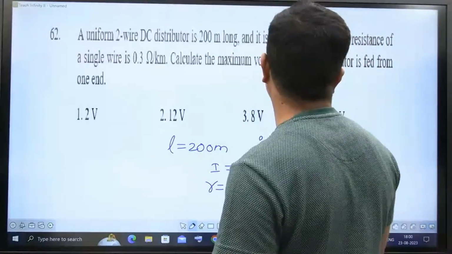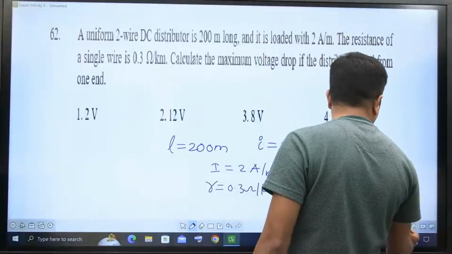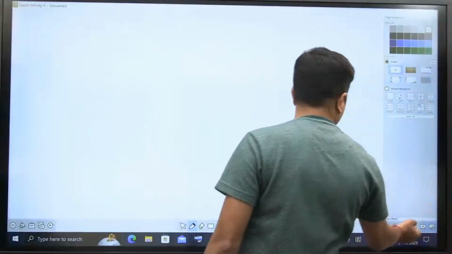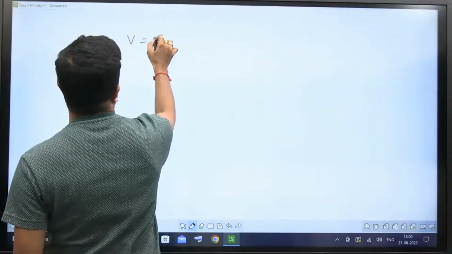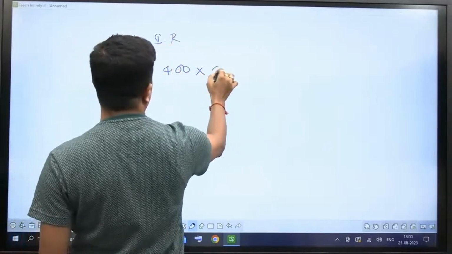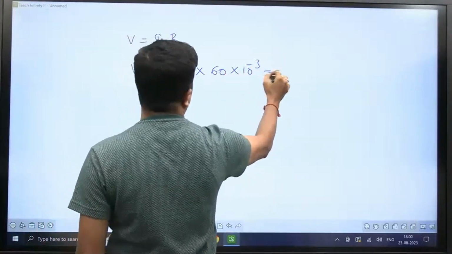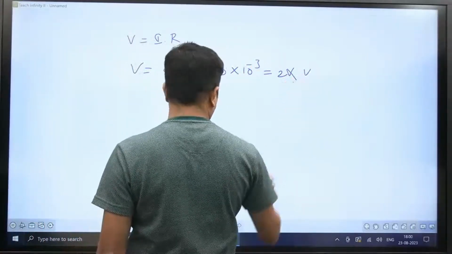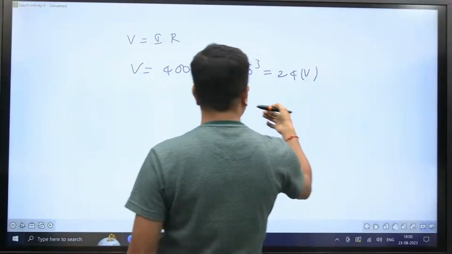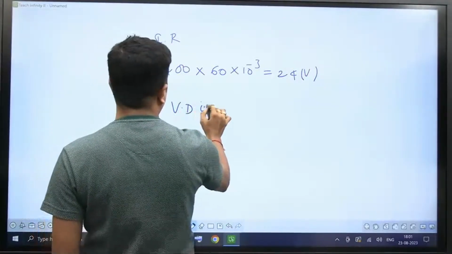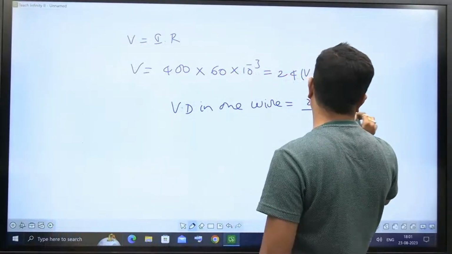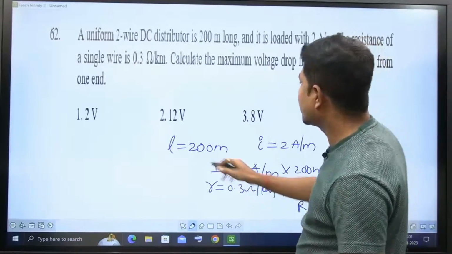Calculate the maximum voltage drop if the distributor is fed from one end. Voltage drop is simply I into R if the distributor is fed from one end. So current is equal to 400, R is 60 into 10 to the power of minus 3. You are going to get 24 volts, but that is not the option. Then voltage drop in one wire is 24 by 2, that is equal to 12 volts. Yes, the option is 12 volts.